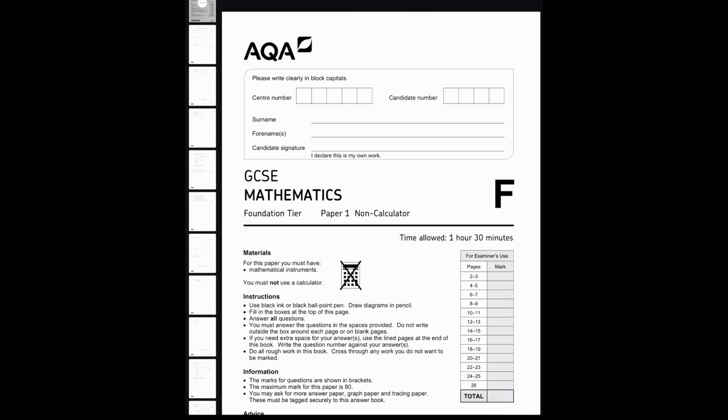Today we are going to be looking at the first 10 questions in AQA GCSE Maths paper from November 2021. Let's get straight into it.